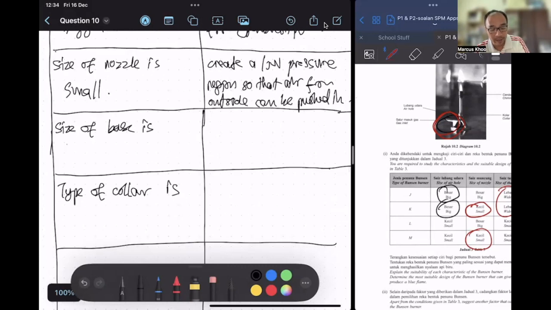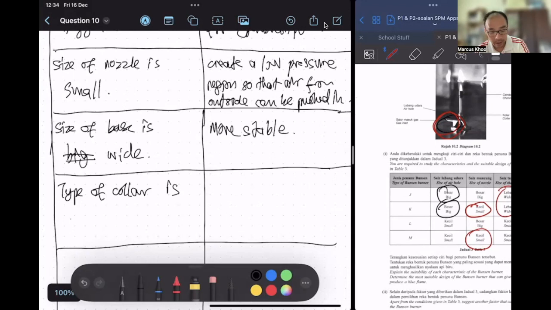The size of the base is big. Oh, sorry, it's not big, it's wide. The size of the base is wide, so more stable, or to increase the stability. Either one can. The type of collar is the movable collar.